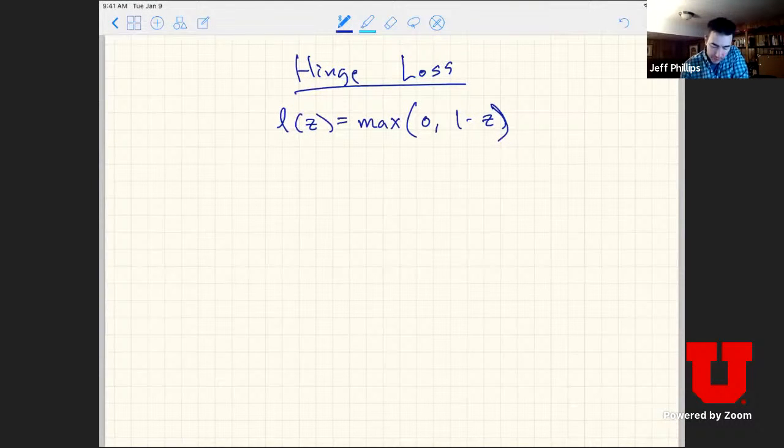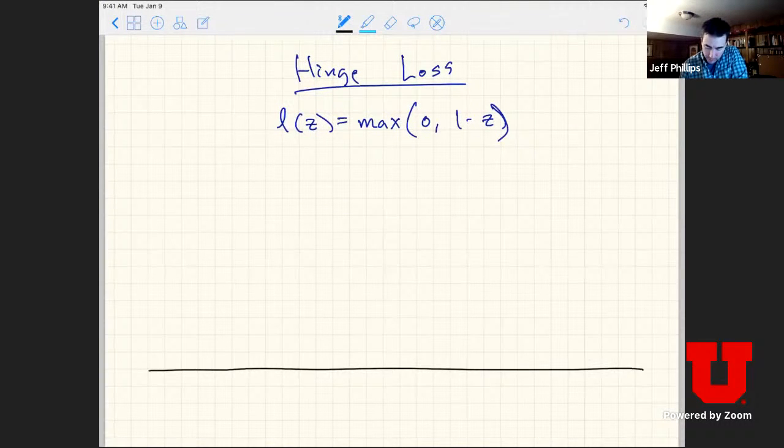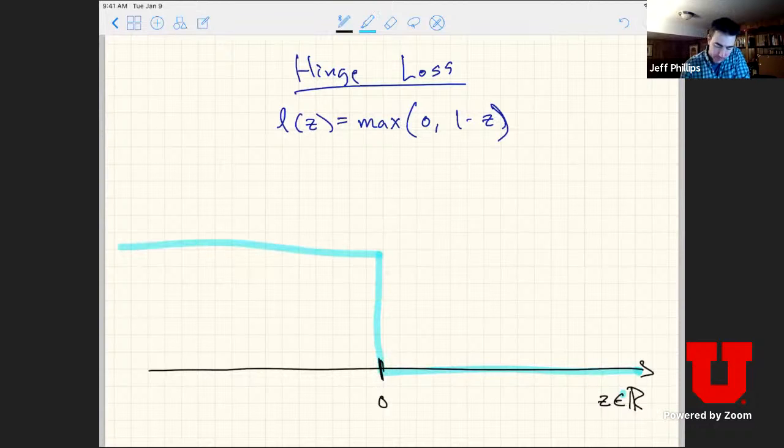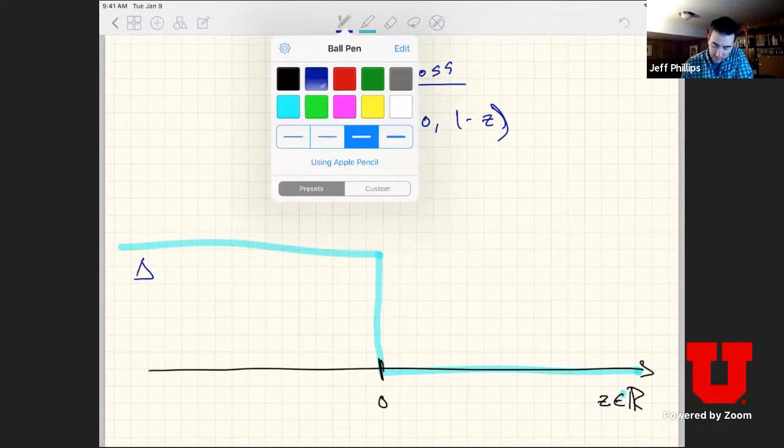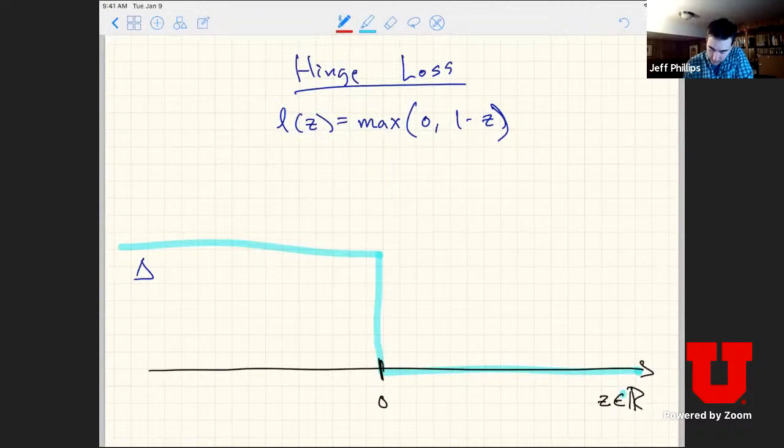If I draw this function again, I've got my axis, this is 0, this is for the value z. And there's this delta function, which looks like this. This is the delta function here. And this hinge loss is going to be a maximum of 0 and 1 minus z.